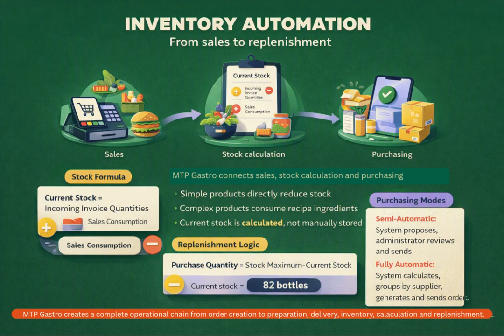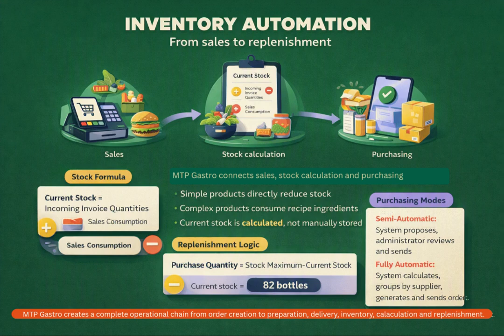Now, let's look at how inventory is managed. Every product and every ingredient contains 3 important inventory parameters: stock minimum, stock maximum, default supplier. It is important to understand that the current stock is not stored as a property of the product. The current stock is always calculated. It is calculated as total quantities received through incoming invoices minus the total quantities consumed through sales. For simple products, consumption is calculated directly from the quantities sold. For complex products, consumption is calculated from the quantities of ingredients used in the recipes.